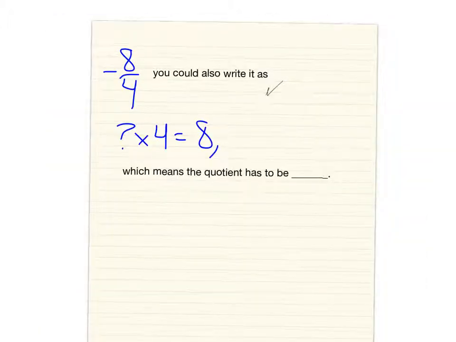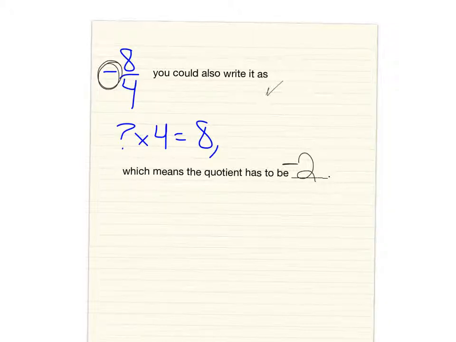Okay, another way to think of this is if we have the negative out in front of the fraction, we could say, well, what number times 4 gives us 8? Well, of course, that would be 2. But if we want the whole thing to be negative, we would need to have a negative 2 right there.